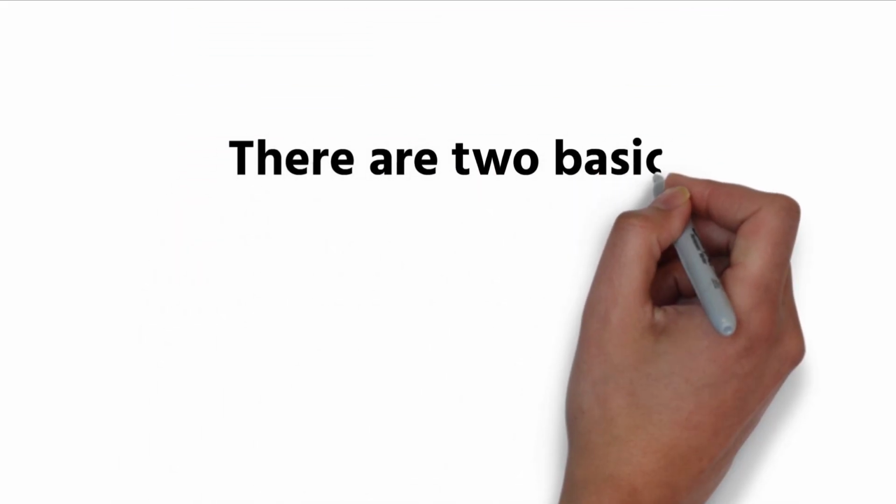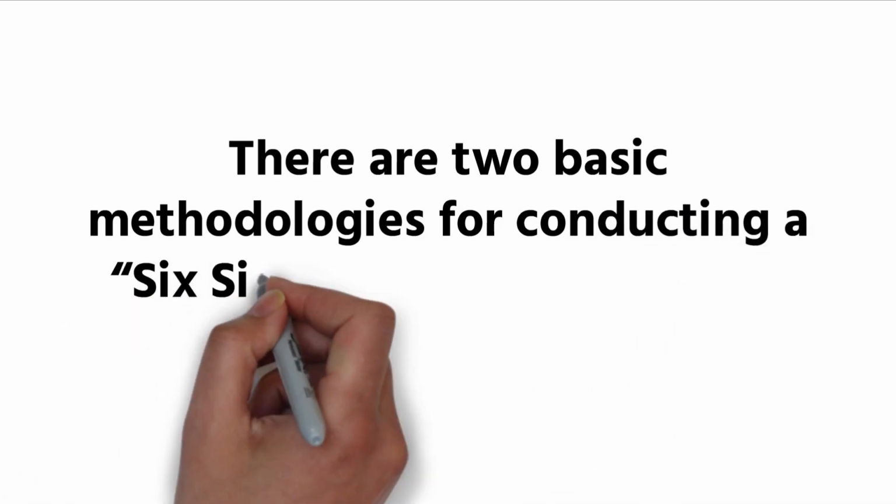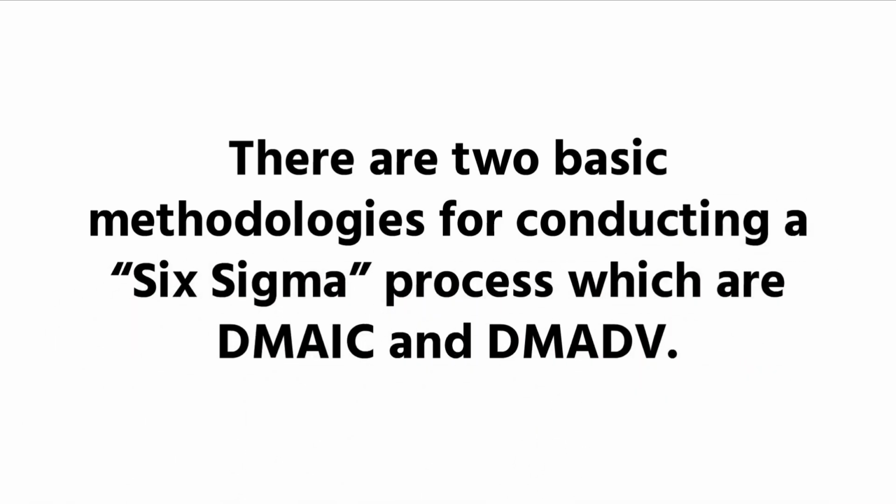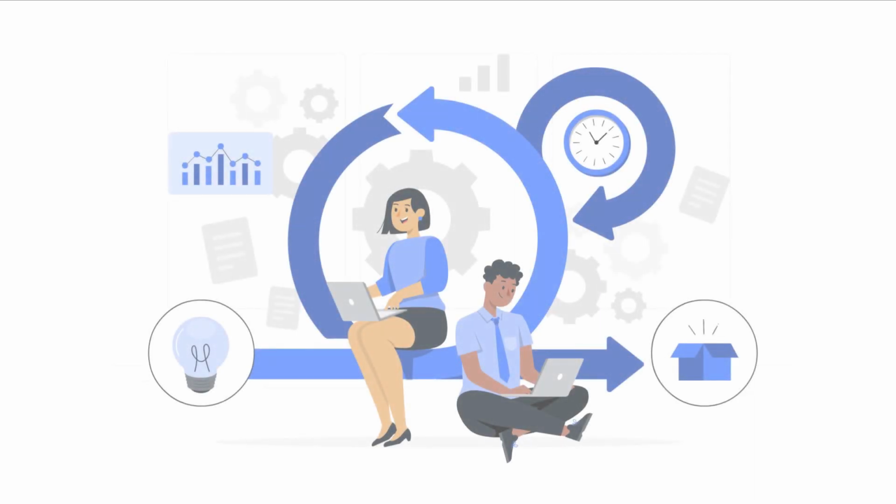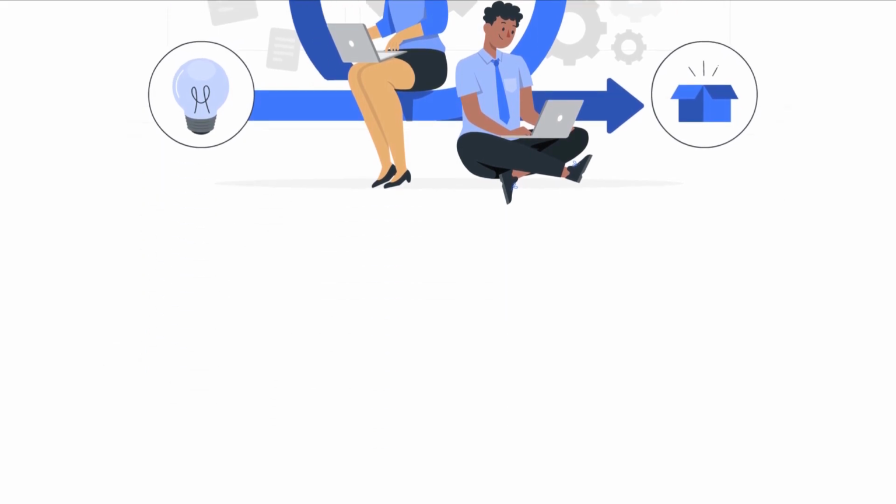There are two basic methodologies for conducting a Six Sigma process, which are DMAIC and DMADV. The main difference between the two methodologies is that DMAIC is used to improve an existing process, while DMADV is used for new products or processes.